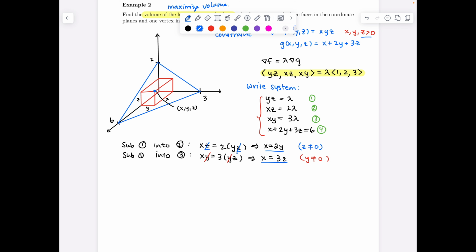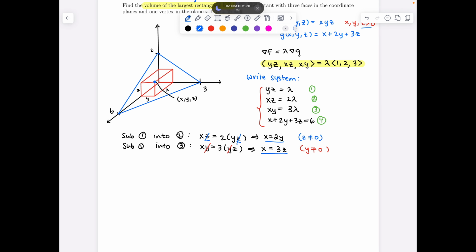x has to be. And notice that this gives me a way that I might take my fourth equation, the equation of the plane, and make a substitution to hopefully reduce this to a single variable equation. So I'm going to go ahead and write my updated system of equations real quick. Our solution process has led to us saying that we have x equals 2y, we've got x equals 3z, and we have x plus 2y plus 3z equals 6.